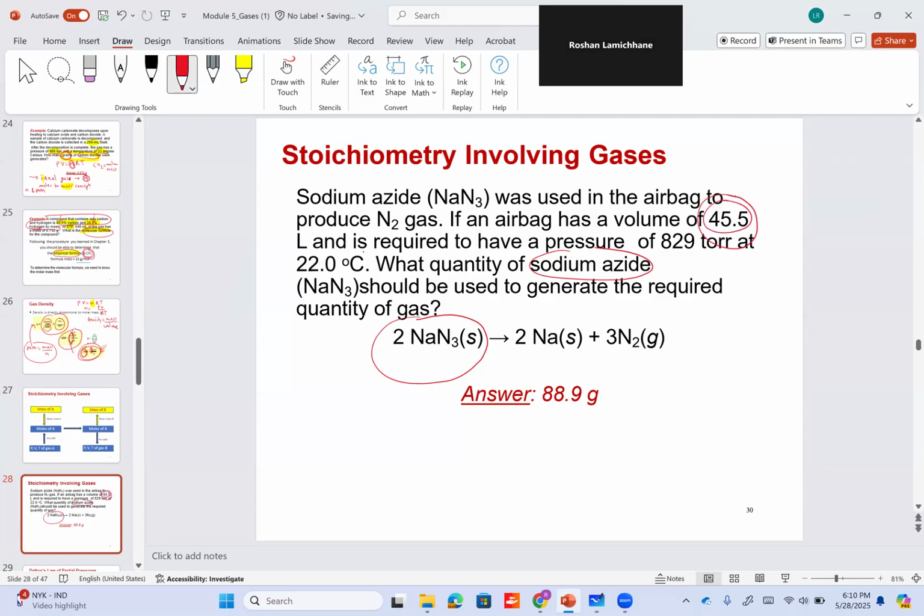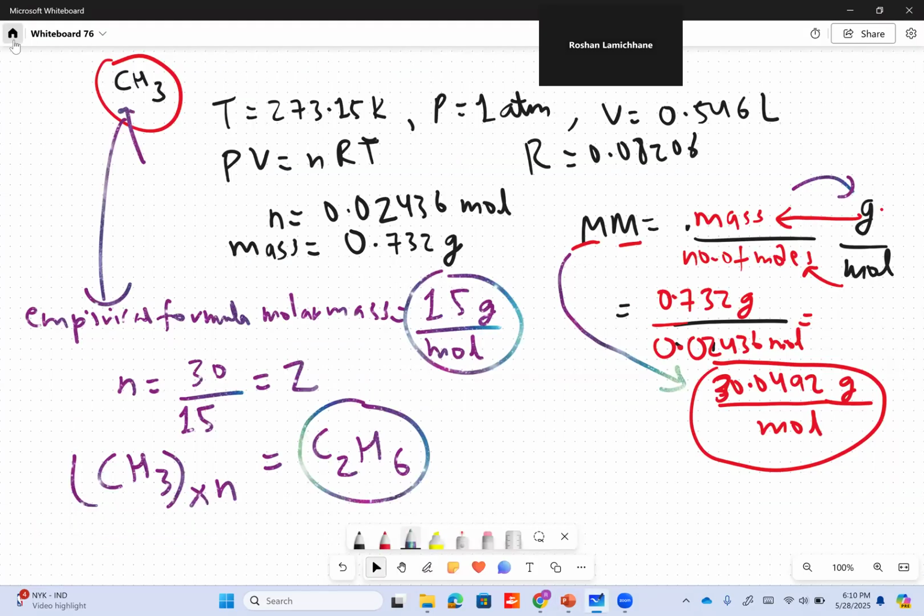For example, let's say I'm a chemist. The goal is to release this nitrogen gas in that airbag. But then we need an idea of how much sodium azide we should place in that airbag to give us nitrogen gas that will have a volume of 45.5 liters. So let's work through this problem, and then that will be the end of this.